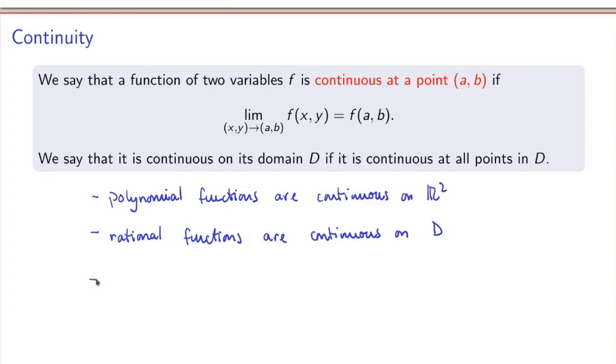And the other class that we will be interested in is composite functions. So if you have a function f of x, y, which is continuous, and you compose it with a function g of a single variable that is also continuous, then you will obtain a new function, h of x, y, which will be continuous. So if f here is continuous and g is also continuous, then you can prove that the function h is also continuous. An example here would be to take the exponential of a polynomial, which would be continuous over R2. So in this class, pretty much all the examples of functions of two variables we will be interested in will fall into one of these three classes.